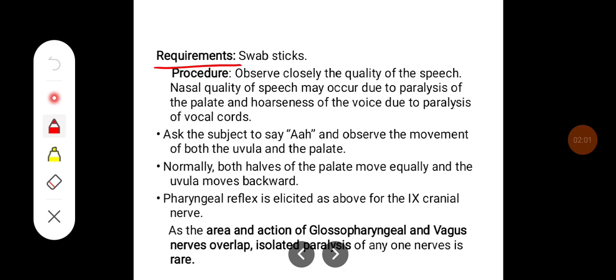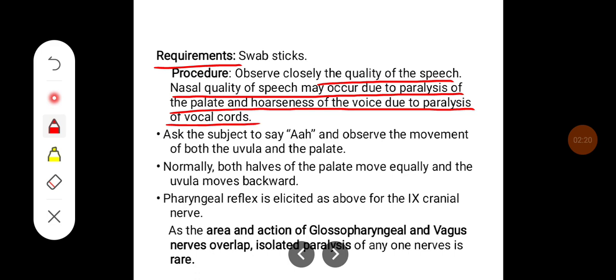The requirement for the pharyngeal and palatal reflexes: observe closely the quality of the speech before examining. The nasal quality of speech may be due to paralysis of the palate, and hoarseness of the voice is usually due to paralysis of the vocal cord.